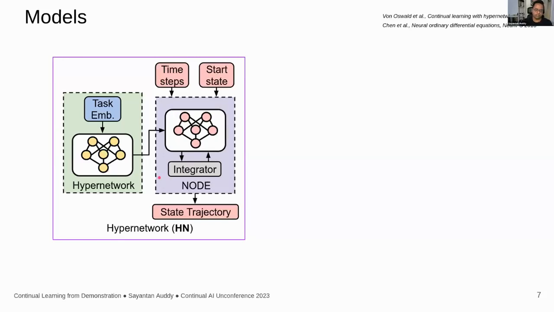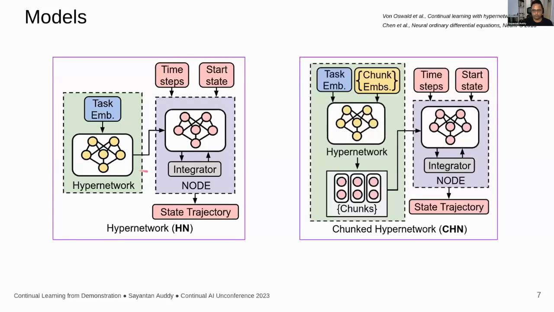But of course, if we just use hypernetworks, all of these parameters of the neural ODE are generated from the last layer of the hypernetwork. And if this neural ODE is a little bit on the bigger side, then the hypernetwork becomes very big. So we also look at these chunked hypernetworks, which instead of producing everything from the last layer, produce the parameters in smaller segments called chunks, and then we stitch them up to create the neural ODE.